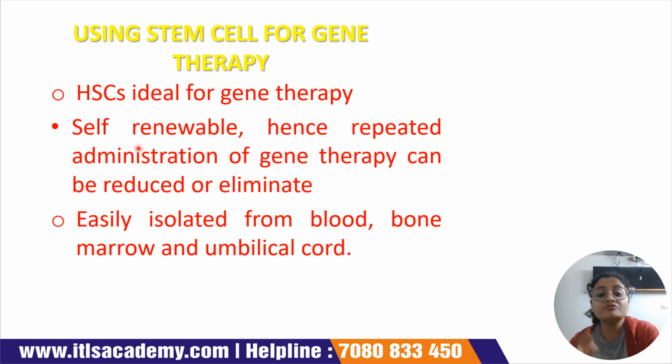Now stem cells can be of different types. Over here we are talking about the HSCs, or hematopoietic stem cells, those stem cells which give rise to the blood lineage cells, the different types of blood cells like RBCs, WBCs and platelets. So they are ideal candidates for gene therapy. Why? Because they are self-renewable. Hence repeated administration of gene therapy can be reduced or eliminated, and they can be easily isolated from blood, bone marrow and umbilical cord.